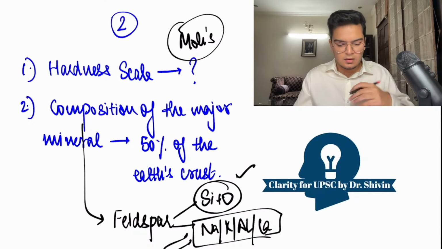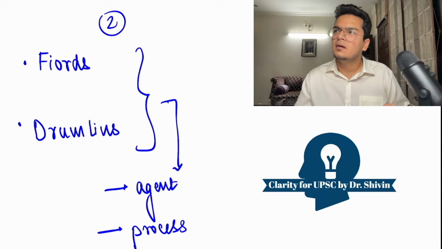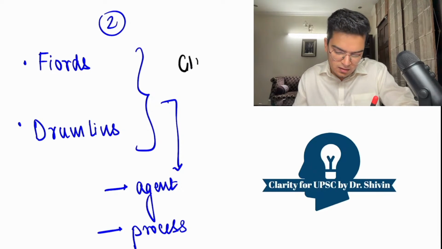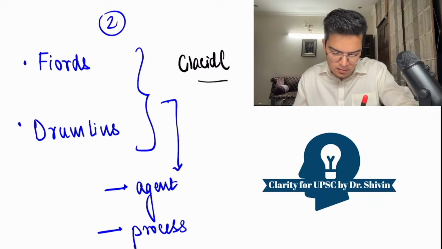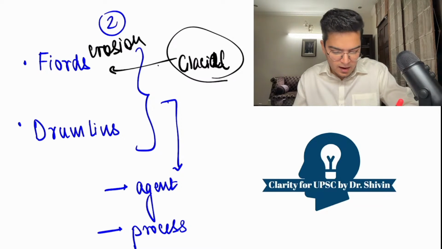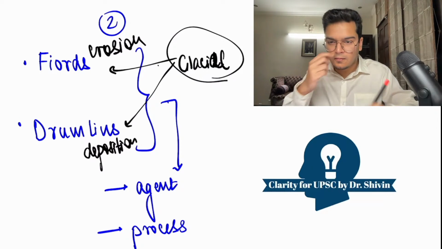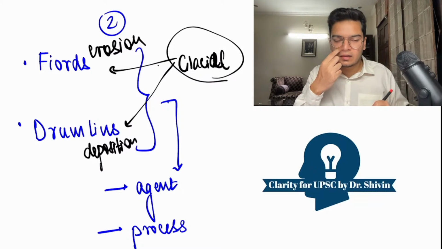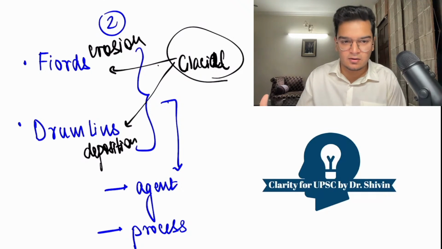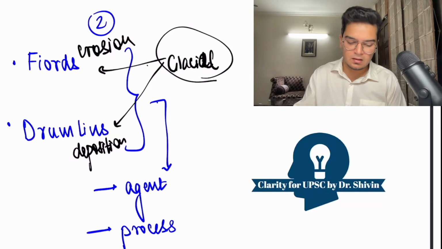Now, let's look at the next question. Fjords and drumlins. Again, in my opinion, something that you should have gotten correctly. Like if you look at it, it's not a very difficult question. These are both glacial landforms. Sorry. So fjords are actually formed from erosion, and drumlins are formed by deposition. This is all I needed to know from this. Right? This is again something that you'll find in the NCERT, not a very difficult question. So fjords from glacial erosion and drumlins from glacial deposition.